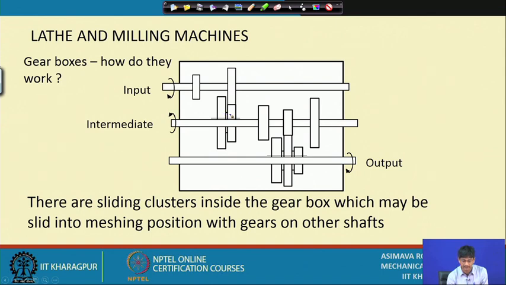A pair of gears, which is sometimes referred to as sliding clusters. So, this is a sliding cluster. What does it do? It can slide along the shaft, but still maintain rotational connection. That means, if the shaft rotates, the sliding cluster has to rotate. The other way, if the sliding cluster is rotating, it will make the shaft rotate. Okay? So, this way, this can be moved sideways.